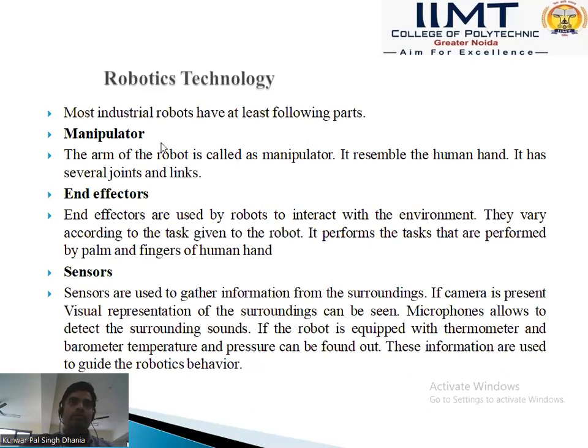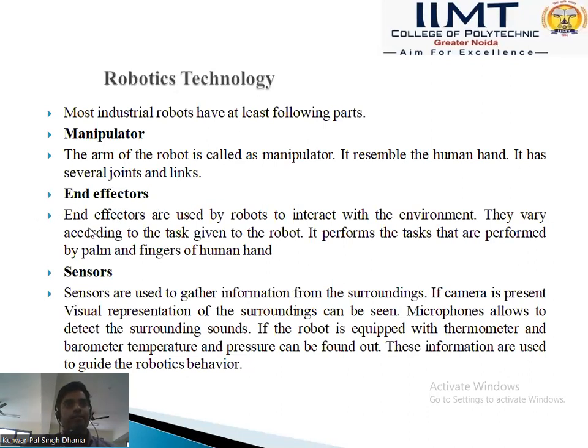Robotics technology. Most industrial robots have at least five parts. The first part of robots is the manipulator. Manipulator means hand. It is like a human hand. The arm of the robot is called the manipulator. Means arm. We have the arm body. It is the same as the arm of the robot. It resembles the human hand. It has a joint-like structure.